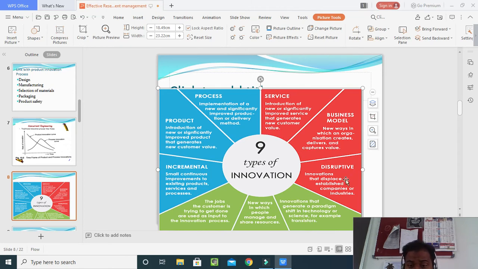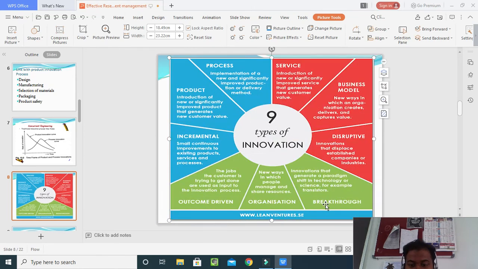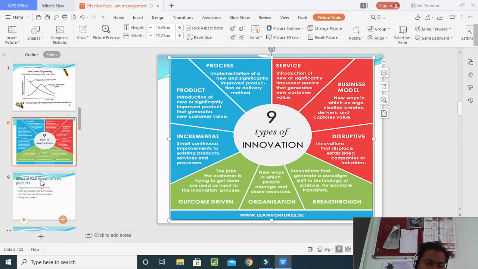Business model. Disruptive: innovation that displaces established companies or industries. Now breakthrough, organizational: innovation that generates a paradigm shift in technology or science, for example transistors, or new ways in which people manage and share resources, meaning organizations. Outcome delivery, incremental: all these things come under the innovation categories.